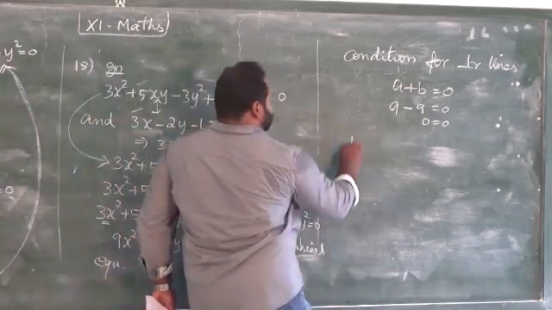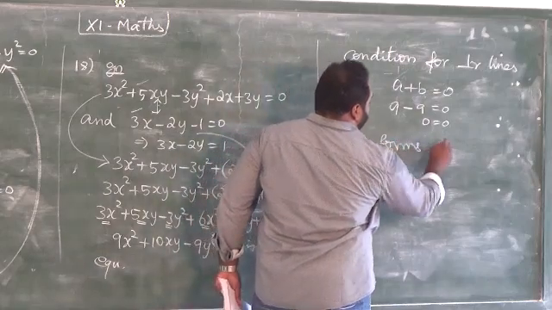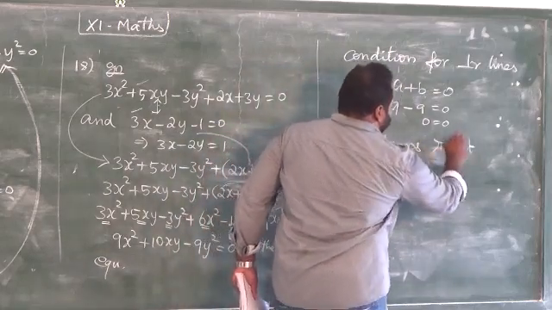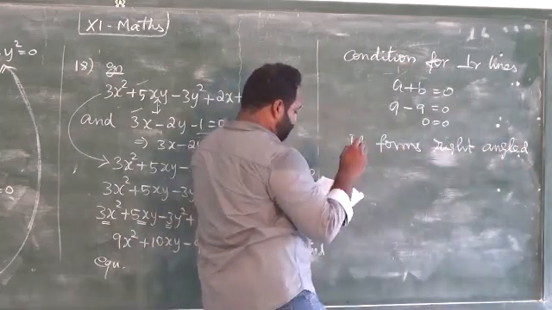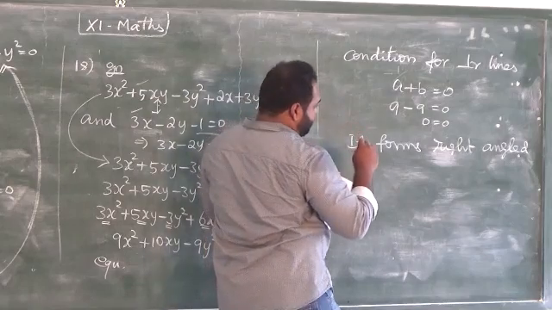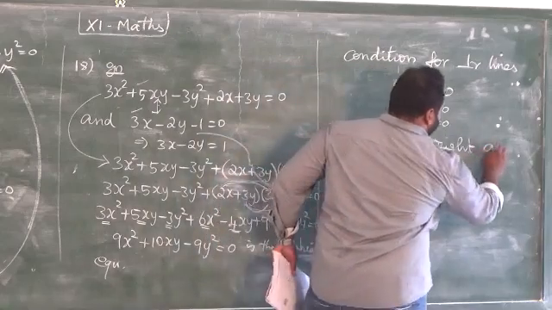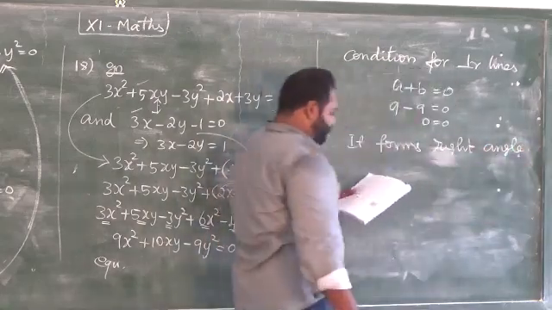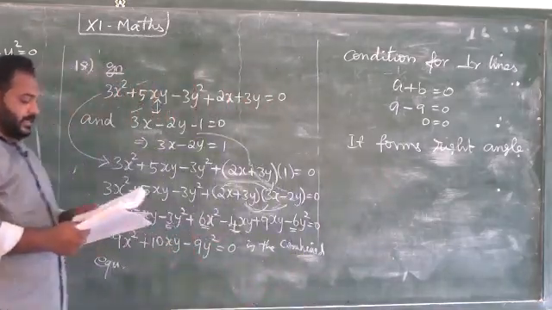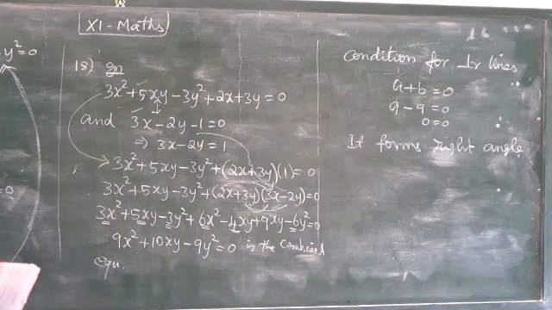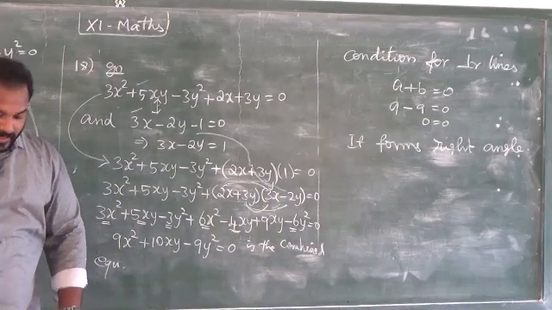So it forms a right angle, sorry, right angle, not triangle. So by this we can complete exercise 6.4. Also we have completed this chapter, analytical geometry.